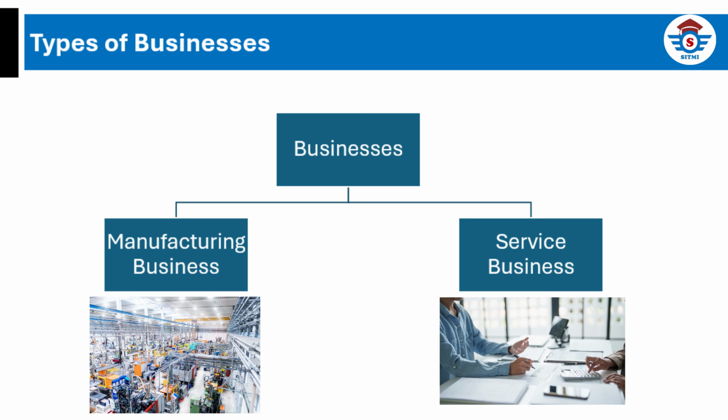Our next type is services businesses, which do not produce physical goods but provide value through skills, knowledge, or an experience. For example, a consulting firm offers advice to clients, a bank provides financial services, and an IT company delivers software solutions. Here, the focus is more on people, processes, customer experience, and service quality.